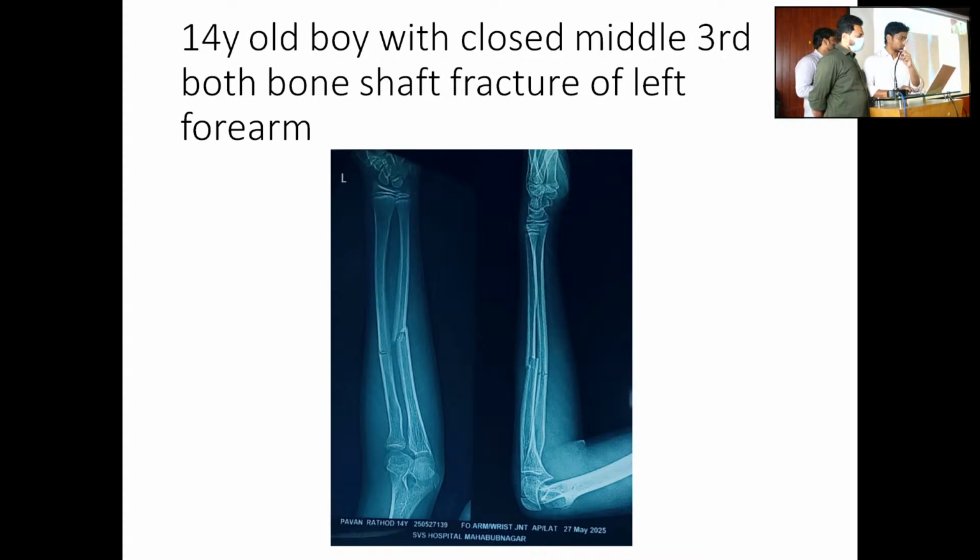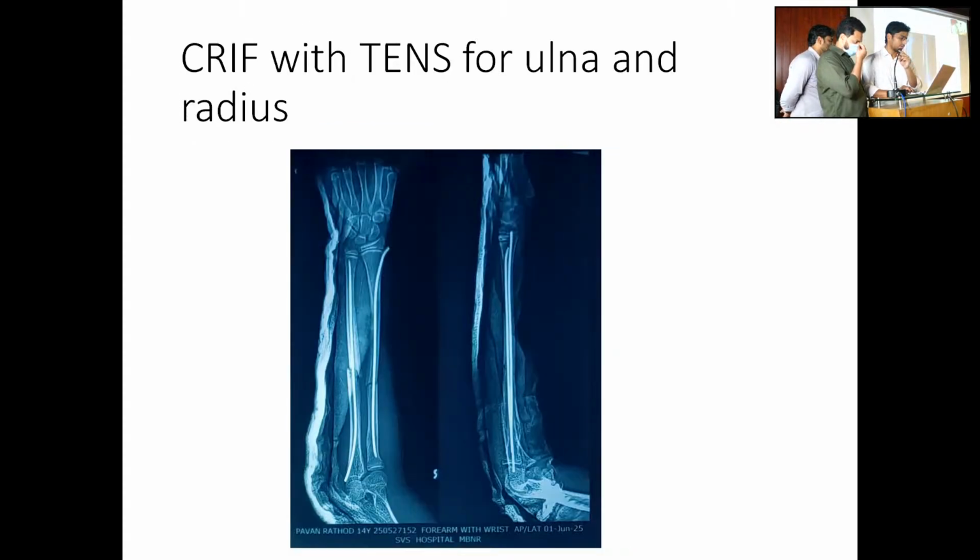This is a 14-year-old boy, sir, with closed middle third shaft fracture of left forearm, both bone shaft fracture, sir. So we have gone for a closed reduction with TENS for ulna and radius. That's it, sir.